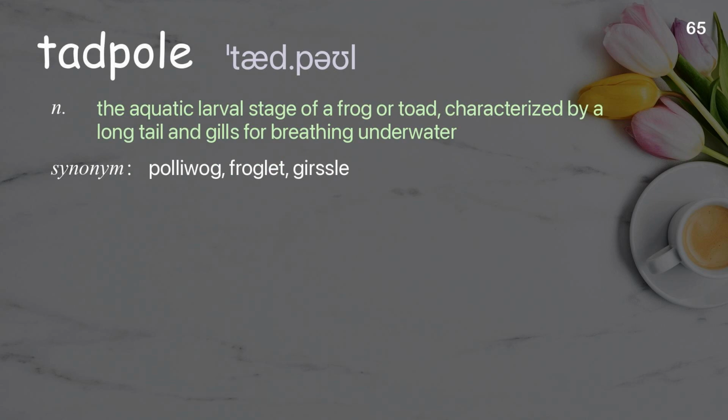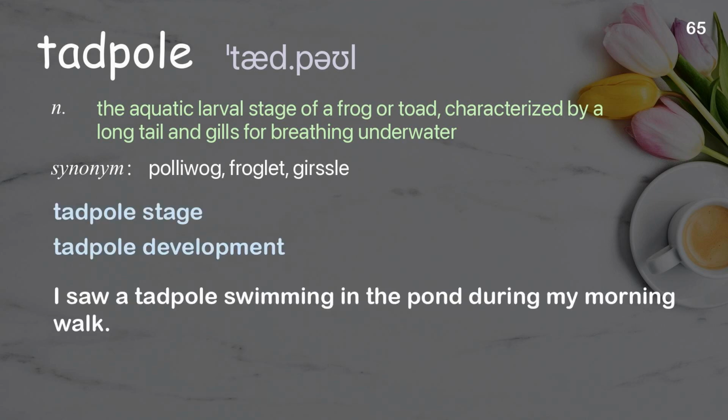Tadpole: The aquatic larval stage of a frog or toad, characterized by a long tail and gills for breathing underwater. Examples: Tadpole stage. Tadpole development. I saw a tadpole swimming in the pond during my morning walk.